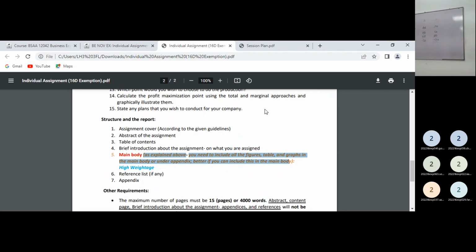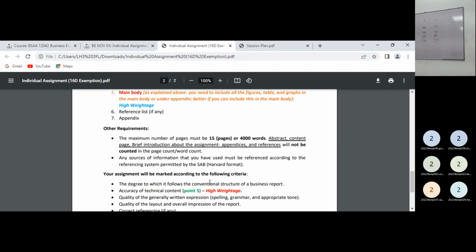Because you have the graph and the explanation. Otherwise, I have to go here and there, right? For certain cases, better to put those things into appendices, but since we are beginners, we will start like this. So here you could say high weightage is given. And references list, definitely you need to have, and the appendices. Clear? This is the structure of your report. Right, so now you know your structure of the report.